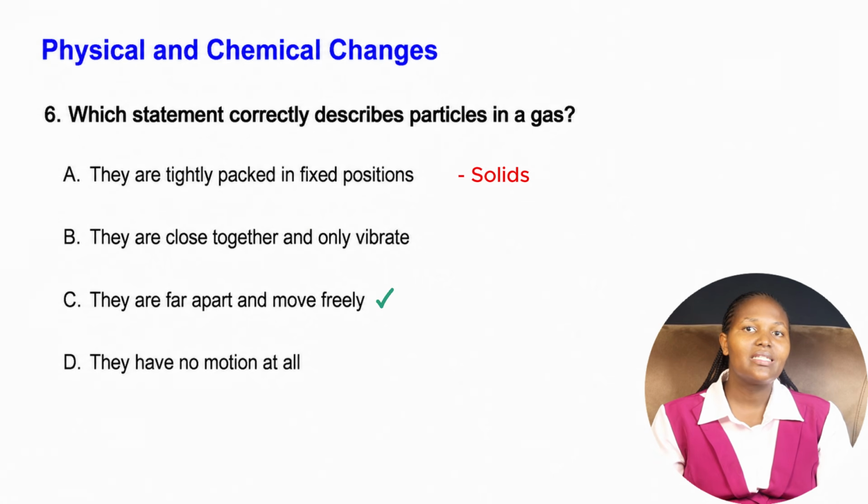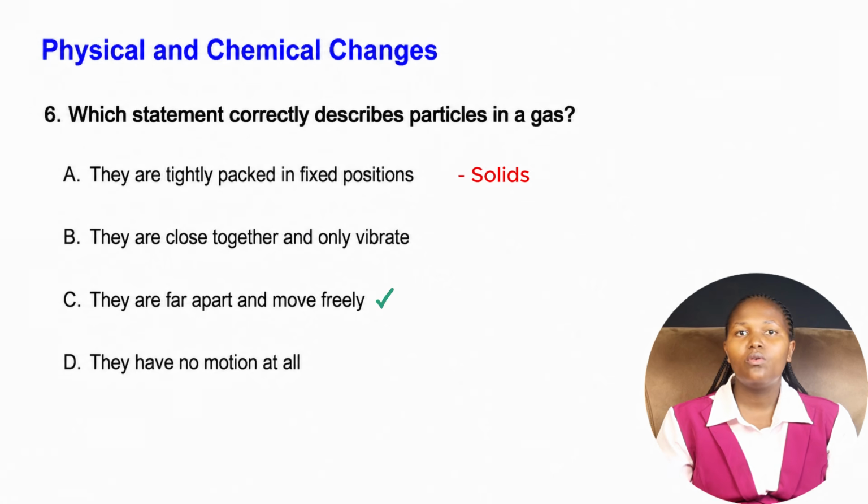So option A describes a solid, and option B is closer to a solid than a gas. Then option D is wrong because particles are always moving, and the amount and type of movement differ with the state.